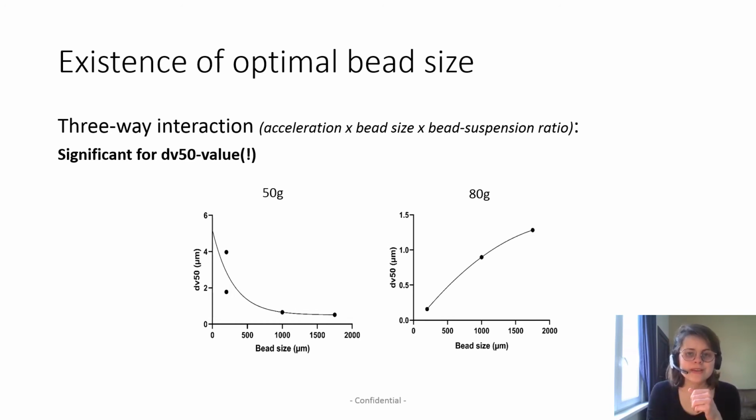To really give it to you in an example, here we have a situation with a low energy, with 50 G. What you can see here is that the DV50 value really gets smaller if we use a big bead. Whereas in a high energy status, at 200 G, the smallest bead size seems more favorable. And how can we explain that?